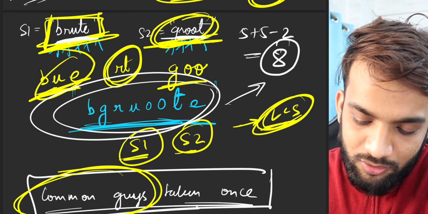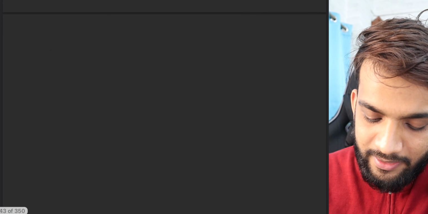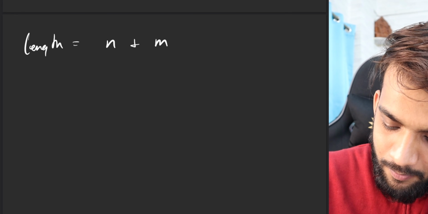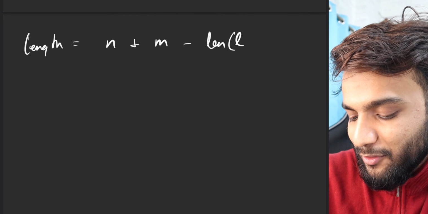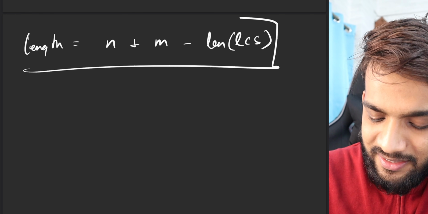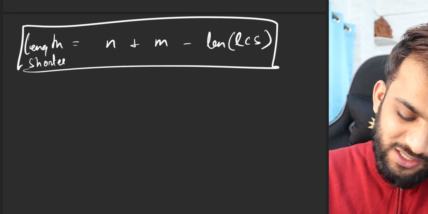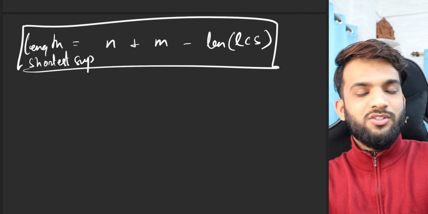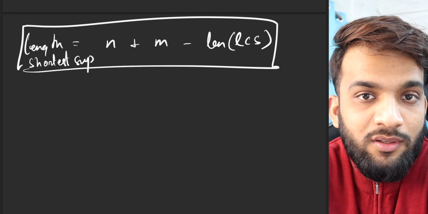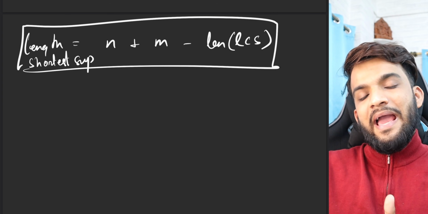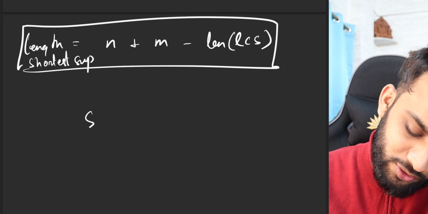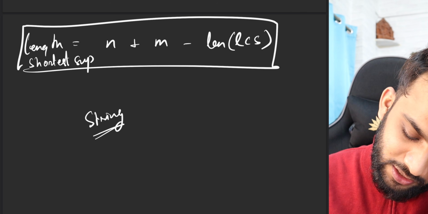So I figured out the length was very simple. The length was N plus M minus the length of LCS. That is the length of the shortest supersequence, or whatever you're calling it. So we figured out the length. But how do we actually figure out the string? Because that's a critical junction.